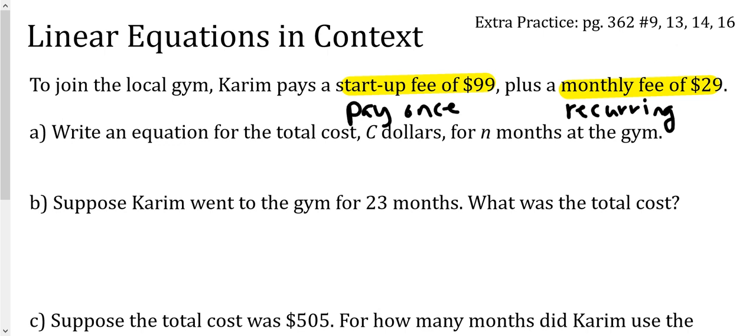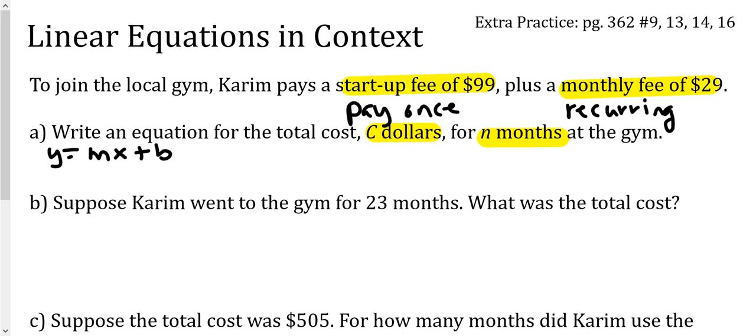Write an equation for the total cost C dollars for n months at the gym. So n is going to be our independent variable. The cost of your membership depends on how many months you spend at the gym. So, we have our usual equation, y equals mx plus b. That's our go-to, not general form, but that's our slope-intercept form.